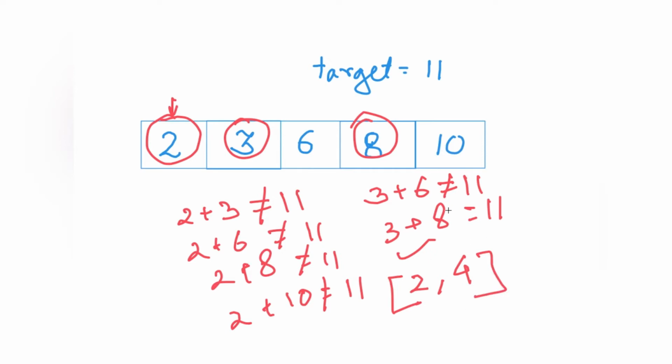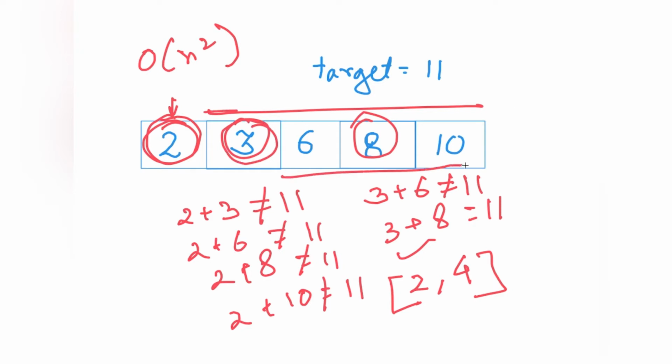But what is the time complexity of this algorithm? The time complexity is order of n square. Why? Because you have iterated throughout the array, and for each element you again have iterated through the remaining array. For 2 you check the sum with all of these. For 3 again you check the sum with all of these. For 6 again you check the sum with all of these. So that's what the time complexity is. Now let's look at another solution.